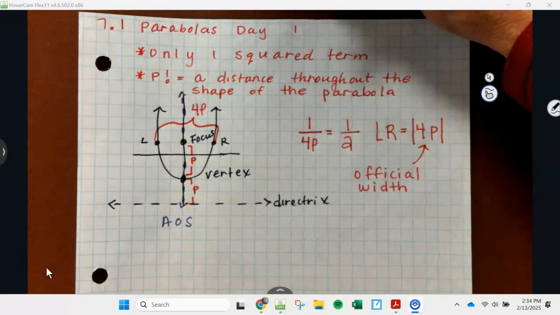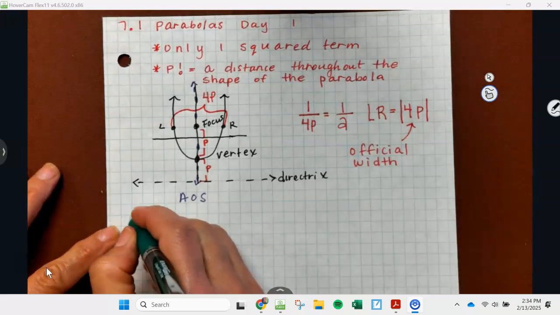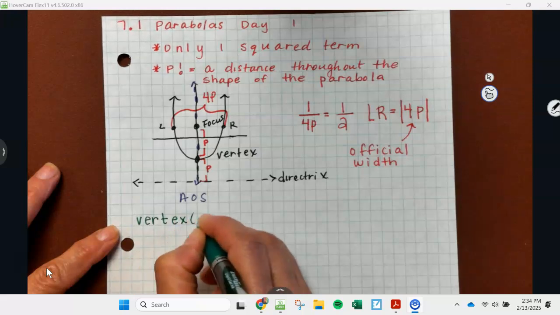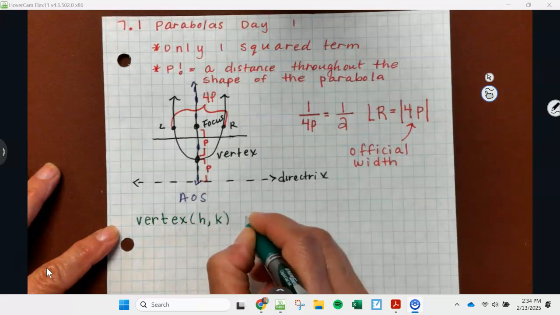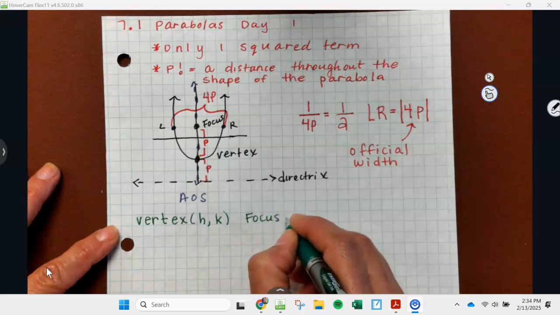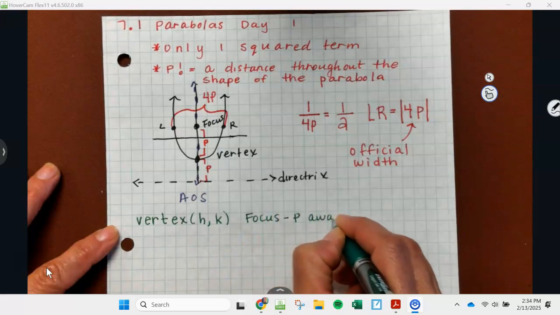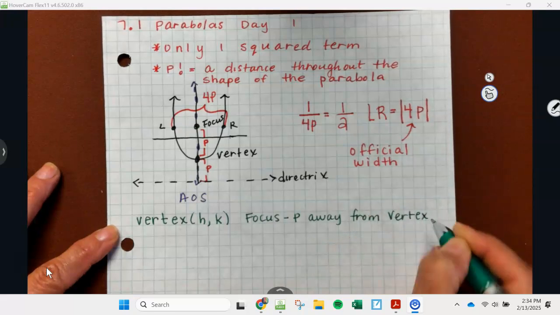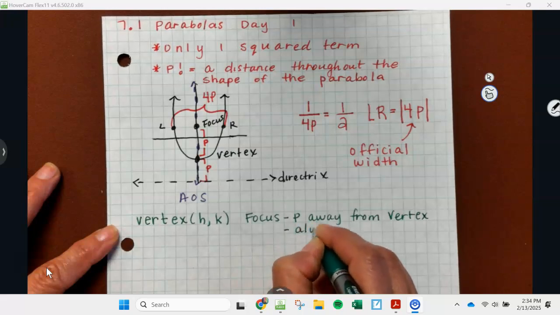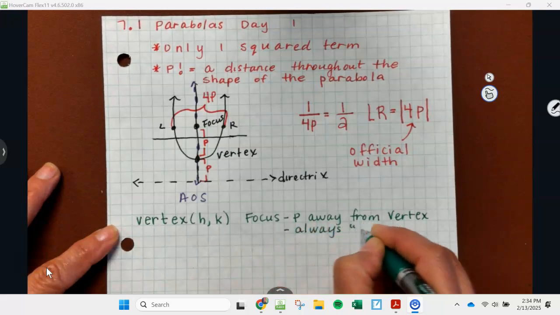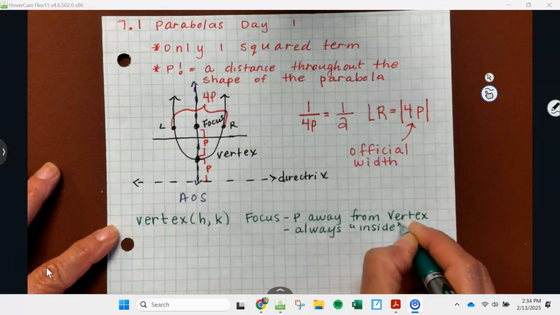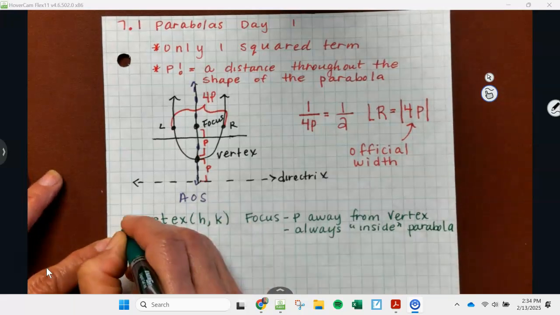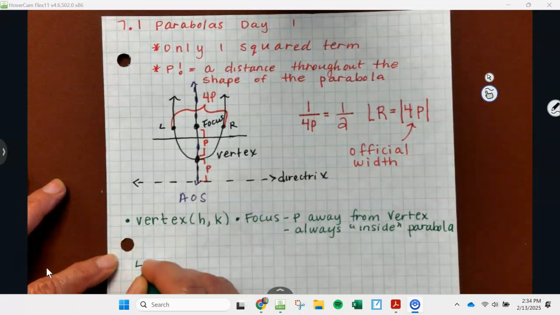All right, let's actually put in some numbers here. Let's look at an actual equation. Okay, please go ahead and remember the vertex before we begin. It's (h, k), like we always knew. Now, another thing to remember is that the focus is P distance away from the vertex. Also remember that the focus is always inside the curve, inside the parabola. So those are 2 characteristics.